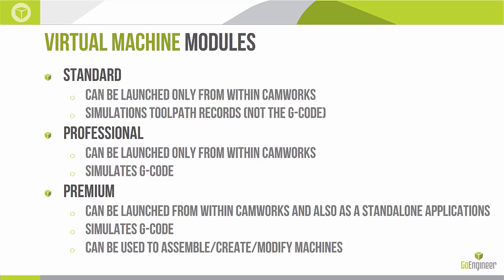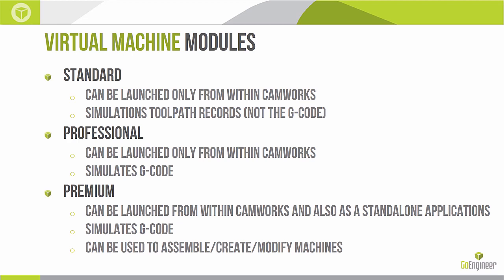Last slide before we jump into the actual software. I did want to talk about the different modules that the Virtual Machine Simulator is available in. It's the typical standard, professional, and premium packages. The standard package is launched from CAMWorks, and it simulates the toolpath CL data. It is not the G-code, so it's very similar to the system simulation, except it's expanded beyond the scope of just the part and the fixtures. It does run inside the machine environment.